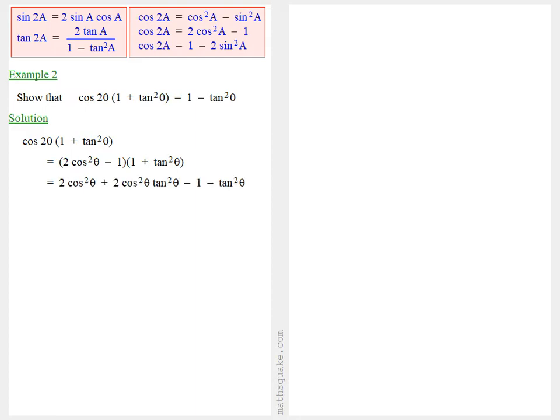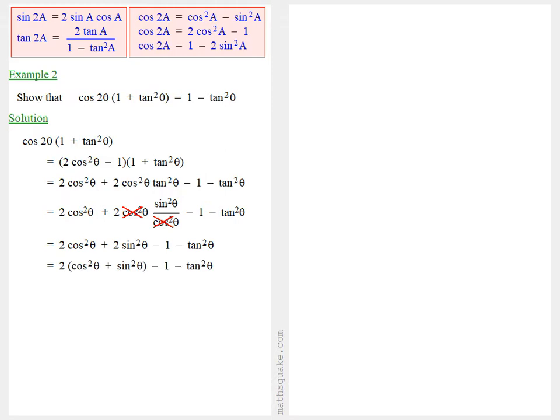Now we can expand those brackets to get 2 cos squared theta plus 2 cos squared theta tan squared theta minus 1 minus tan squared theta. Now in that expression we've got a tan squared theta, and that can be changed into sine squared theta over cos squared theta. Now the cos squared theta that we get cancels with the cos squared theta before it. So we're left with 2 cos squared theta plus 2 sine squared theta minus 1 minus tan squared theta.